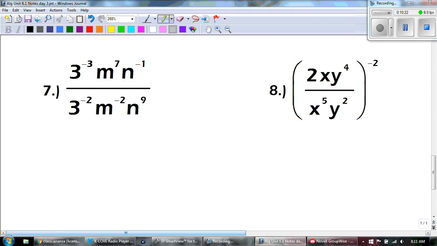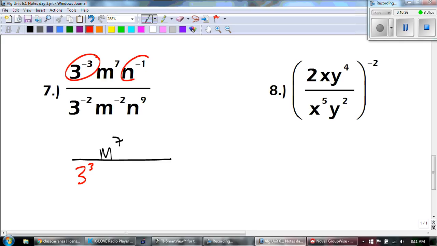Okay, number 7. Okay, my exponent's negative, drop it like it's hot. My m to the 7th is going to stay. Exponent's negative, drop it like it's hot. If it's already on the bottom, bring it to the top. And the n to the 9th is there.